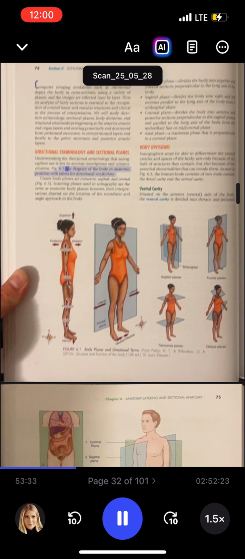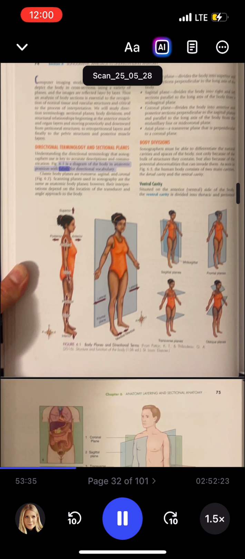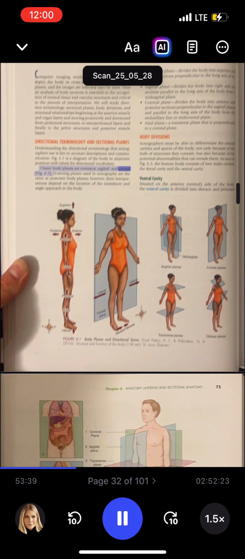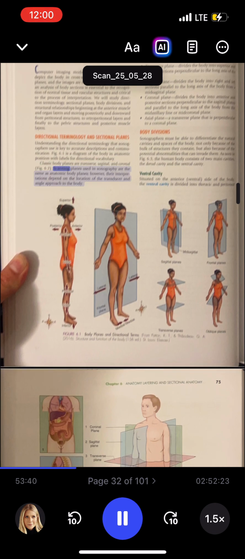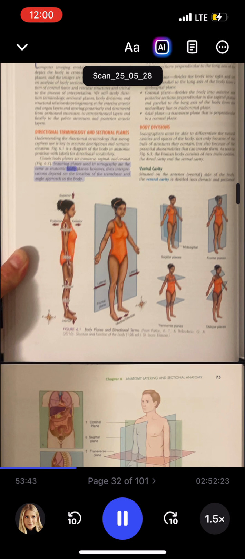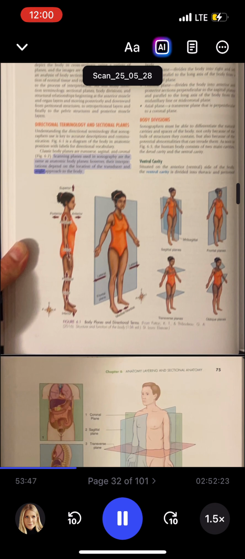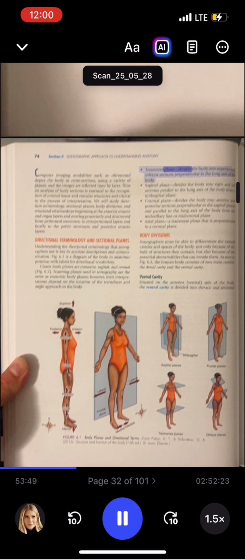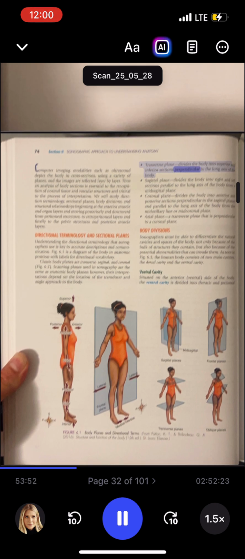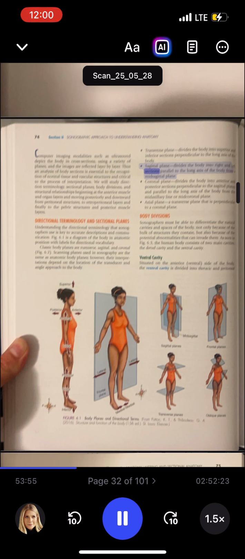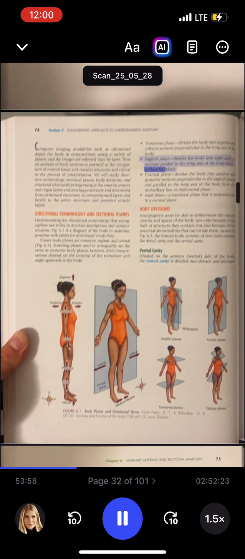Figure 6.1 is a diagram of the body in anatomic position with labels for directional vocabulary. Classic body planes are transverse, sagittal, and coronal, Fig. 6.2. Scanning planes used in sonography are the same as anatomic body planes. However, their interpretations depend on the location of the transducer and angle of approach to the body. Transverse plane divides the body into superior and inferior sections perpendicular to the long axis of the body. And sagittal plane divides the body into right and left sections parallel to the long axis of the body from the mid-sagittal plane.